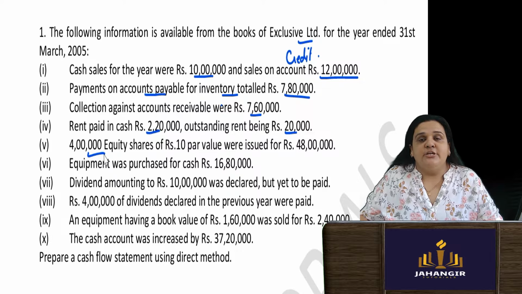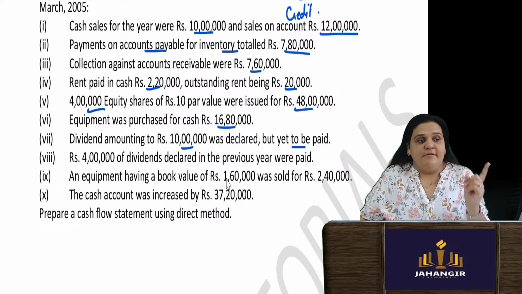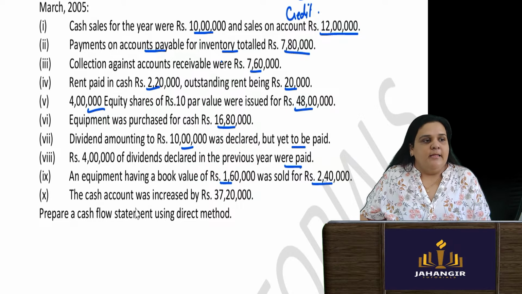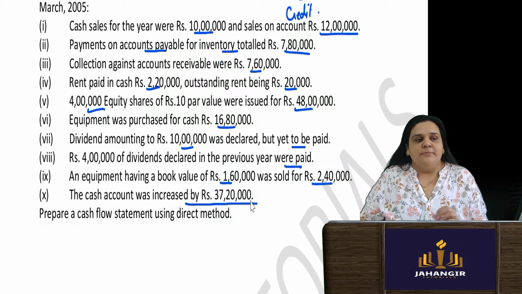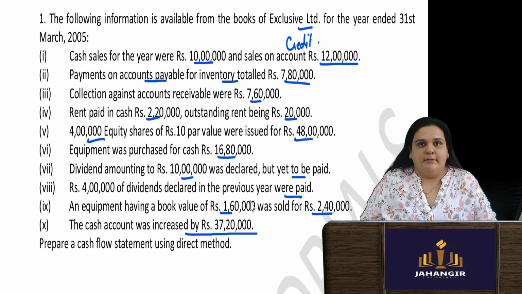4 lakh equity shares of rupees 10 each were issued for 48 lakhs. Equipment was purchased for 16,80,000. Dividend amounting to 10 lakhs was declared but has not yet been paid. Rupees 4 lakhs dividend declared in the previous year was now paid. Equipment having a book value of 1,60,000 was sold for 2,40,000. The cash account has increased by 37,20,000. We are supposed to show the cash flow statement using the direct method.